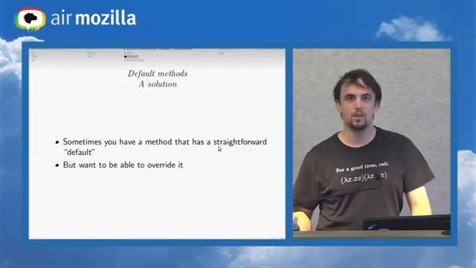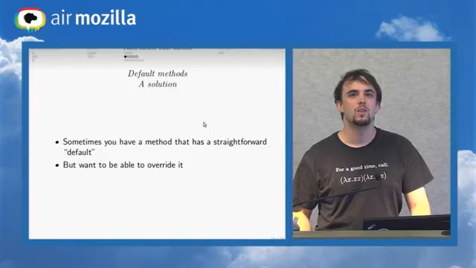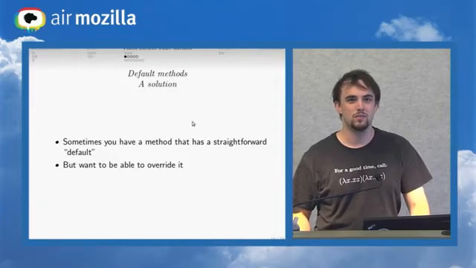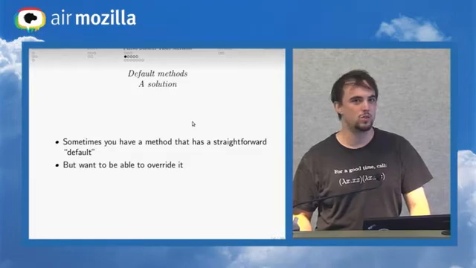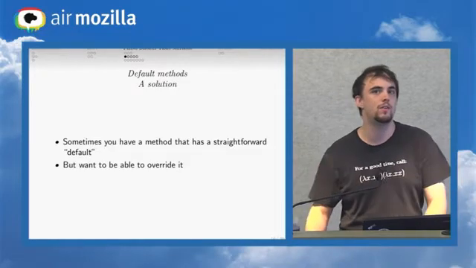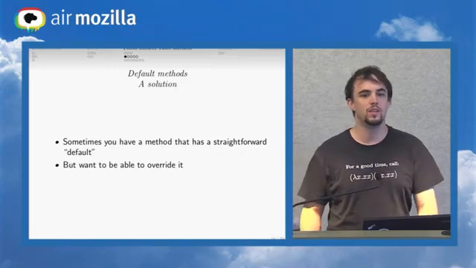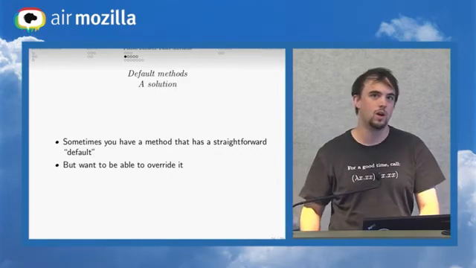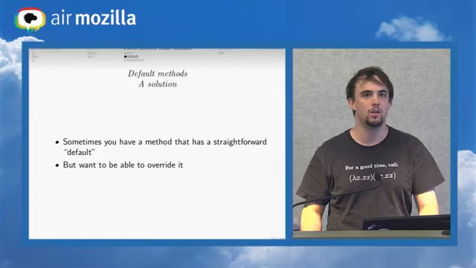Okay, so then, it's not the right title for the slide. Okay, so something that's useful in these sorts of traits is you want to have a method where there's sort of a default implementation of it, but you still want to be able to provide an alternate one.